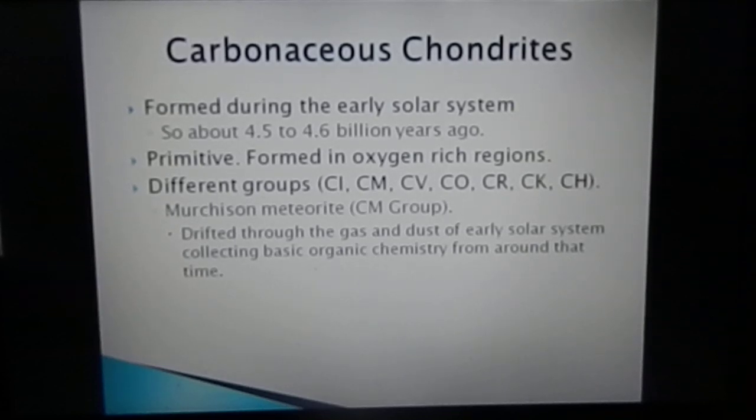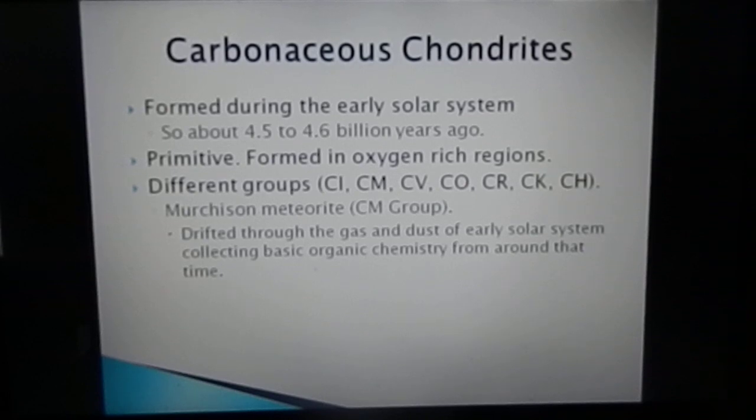Right here, first one, carbonaceous chondrites. What are they? They're basically meteorites. They formed during the early solar system, 4.5, 4.6 billion years ago, so they're really old. Some say they formed even before the sun.